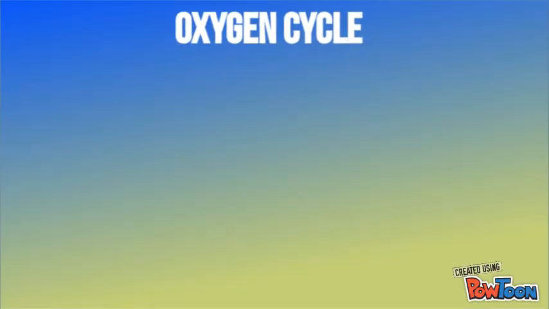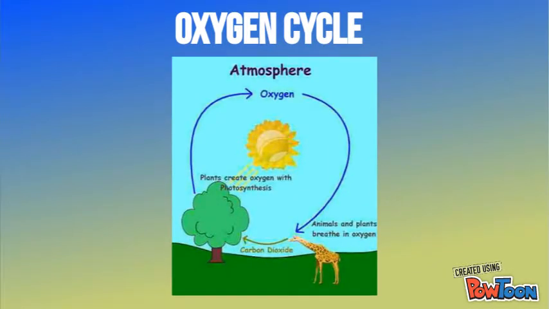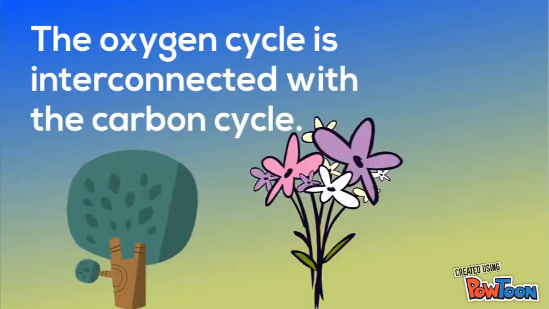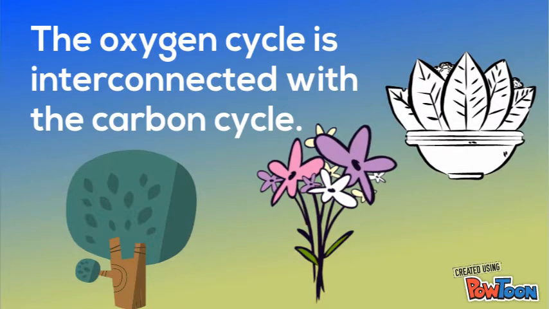Oxygen cycle. Oxygen is constantly being used and created by different processes on planet Earth. All of these processes together make up the oxygen cycle. The oxygen cycle has 3 steps.